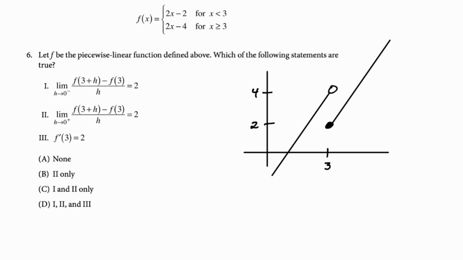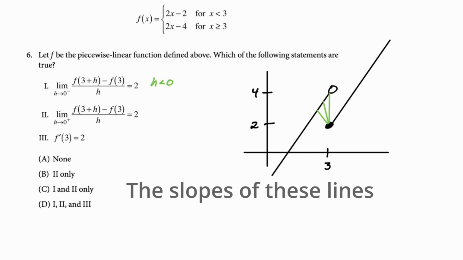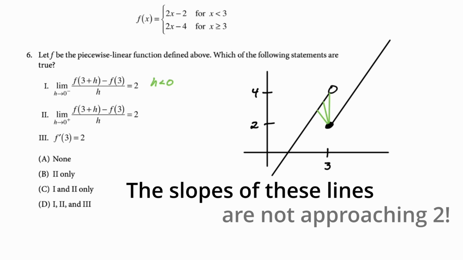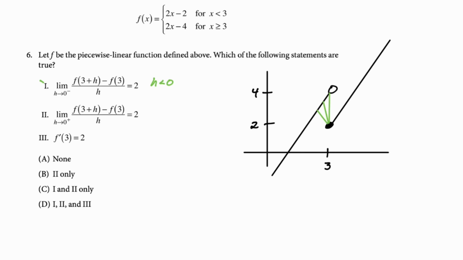Which of the following statements are true? If we find the limit as h approaches 0 from the left, that means that h is less than 0, right? Because to approach 0 from the left, you're in the negatives. So h is less than 0, which means 3 plus h is less than 3. So I'm going to draw a couple line segments here to help us visualize this. We would be going from a point to the left of 3 to the point at 3. Those are going to look like this. There is no way that that is going to equal 2 when we find that limit, because we're talking about basically the slope of those lines. So this is not going to be true. So we can just cross this one out.